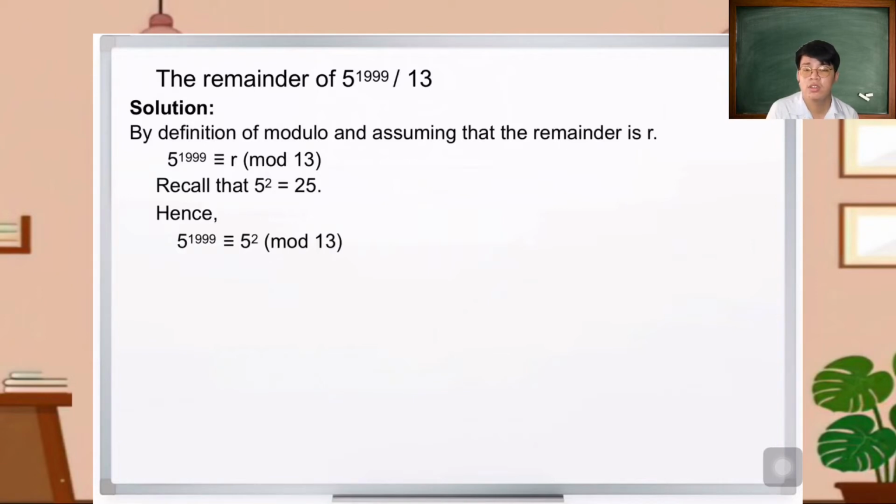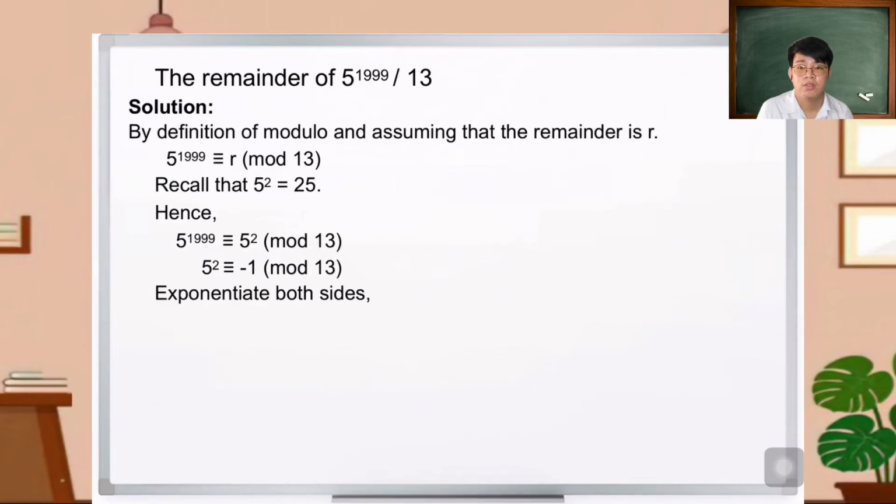5 squared modulo 13. However, 5 squared is not yet divisible by 13, so we will try to transfer it to the left side and be subtracted by negative 1 to make it divisible by 13. Exponentiate now both sides to make it 1998. It will be 5 squared raised to 999 is congruent to negative 1 raised to 999 modulo 13.